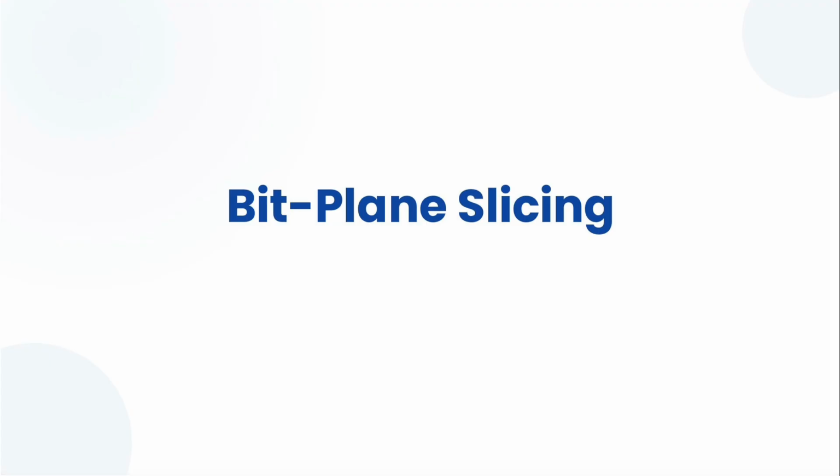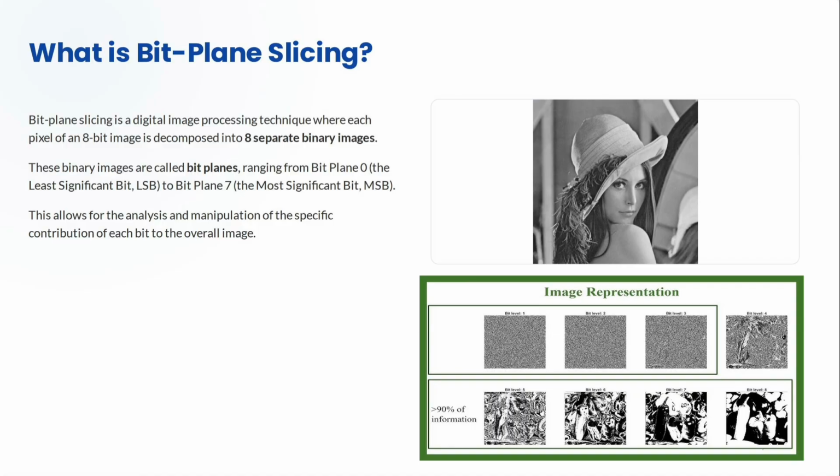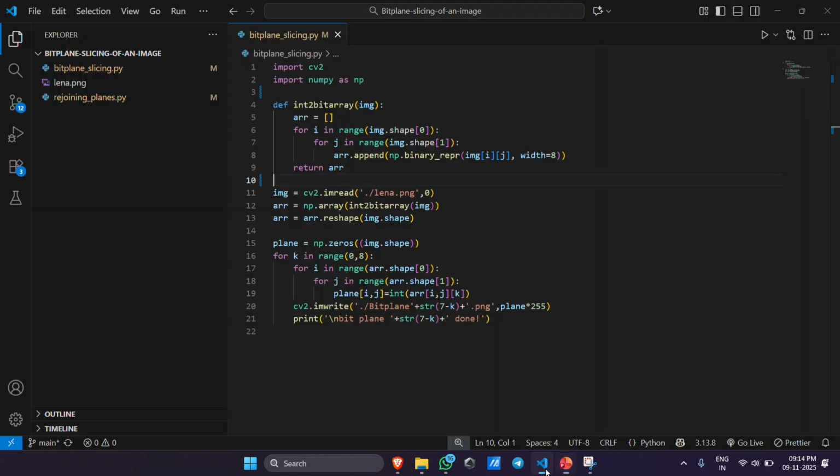Gray level slicing is used to highlight certain gray level or intensity ranges in an image. Bitplane slicing focuses on the binary representation of pixel intensity. Now let's go a little deeper into bitplane slicing. As I already told, bitplane slicing is a digital image processing technique where each pixel of an 8-bit image is decomposed into 8 separate binary images. Those binary images are called bitplanes, ranging from bitplane 0, the least significant bit LSB, to bitplane 7, the most significant bit MSB. This allows for the analysis and manipulation of the specific contribution of each bit to the overall image. So let's see how it actually works.